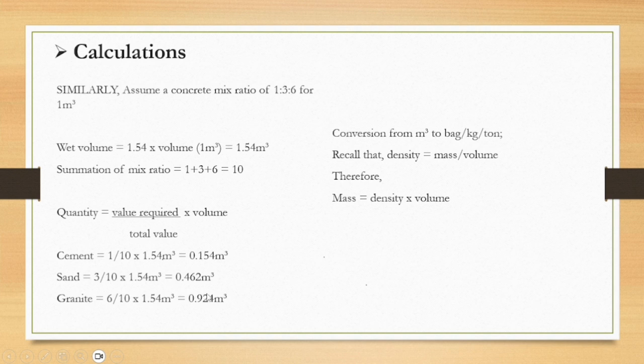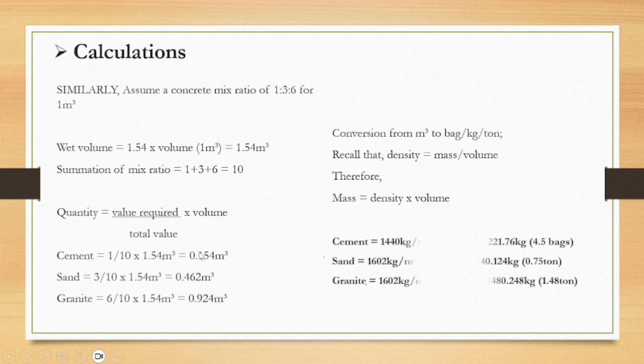And when you do your conversion now, you just multiply this 0.15 by the density of cement, you're going to have your value.